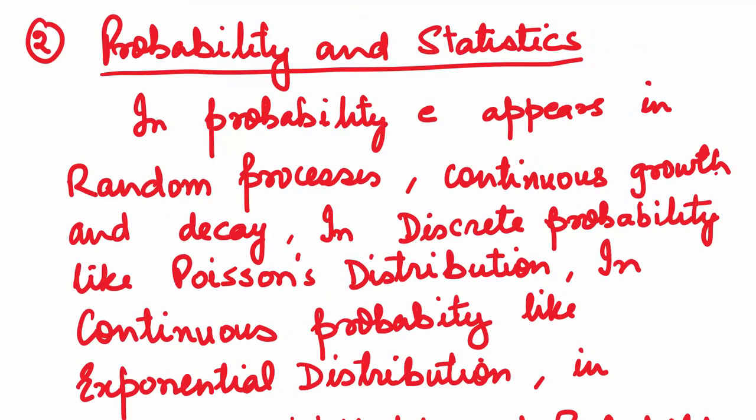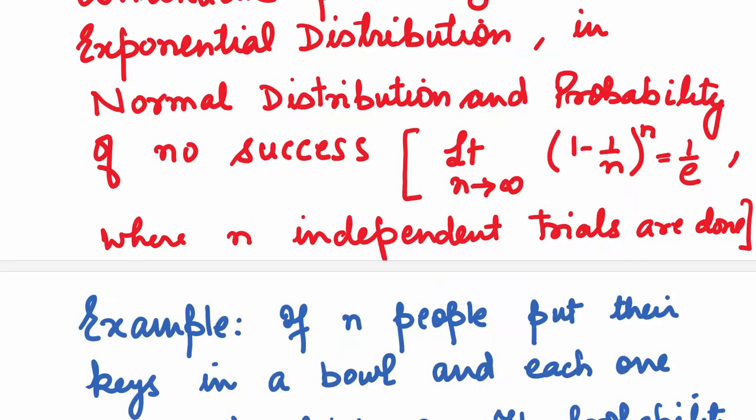E is also used in probability and statistics. In probability, E appears in random processes, continuous growth and decay, in discrete probability like Poisson's distribution, in continuous probability like exponential distribution, in normal distribution and probability of no successes, where we use the formula limit n tending to infinity (1 - 1/n)^n, which is nothing but 1/E, where n is the number of independent trials.